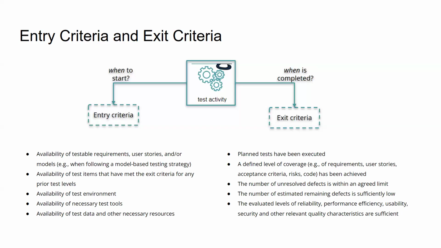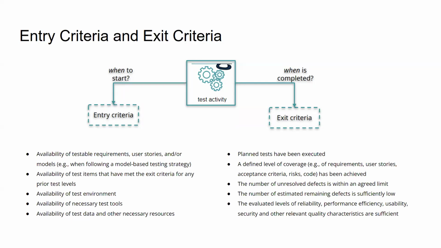Then exit criteria. When we are going to stop the testing, those things also should be specified in the test plan. So what we have mentioned here is planned tests have been executed. I mean, it doesn't have to be all the planned test cases. If we agree that by this timeline 90% of the planned tests are executed, and all the stakeholders agree to that, that is fine. It doesn't have to be 100%. If it's 100%, good. If it's 90% and everyone agrees, then that's also fine.